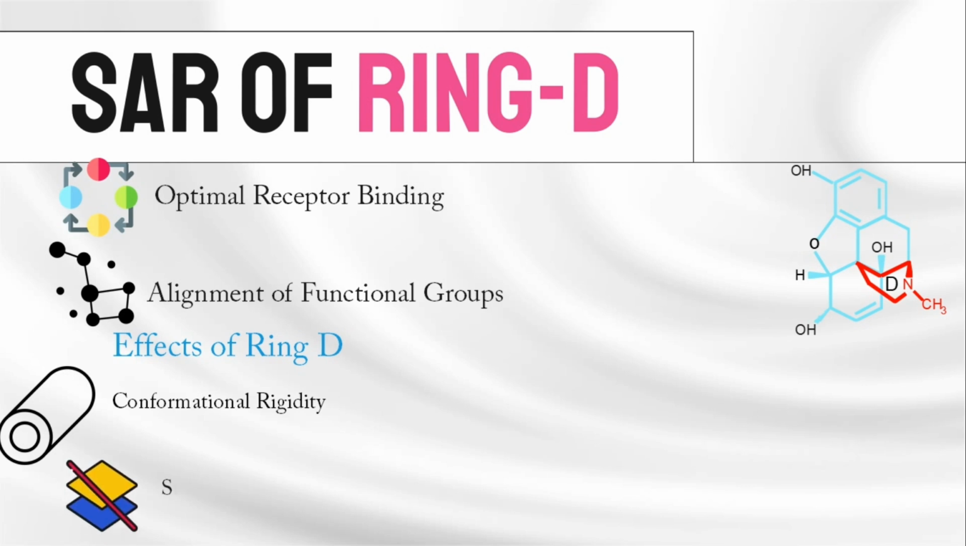Steric effects. Avoidance of steric hindrance. The conformation minimizes steric clashes between the molecule and the receptor binding site, allowing for a snug fit. Facilitation of binding interactions: proper spatial arrangement enables the formation of multiple non-covalent interactions, such as hydrogen bonds and van der Waals forces. Influence of substituents on ring D.